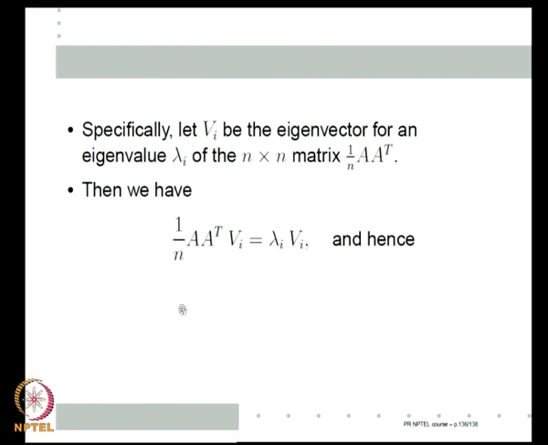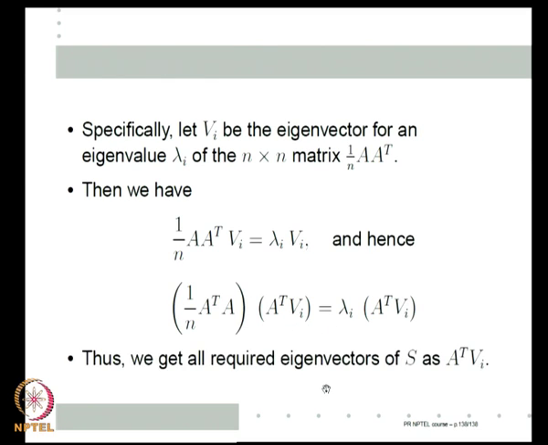If vi is the eigenvector, I know 1 by n A A transpose vi is lambda i vi. If I multiply both sides of the equation by A transpose, I can put A transpose A here and A transpose vi here, because of associativity. So, 1 by n A transpose A into A transpose vi is lambda i times A transpose vi. So, I find all the eigenvectors vi of 1 by n A A transpose, which is an n by n matrix, and then I can get the eigenvectors of 1 by n A transpose A, which is my covariance matrix, as simply A transpose vi. Thus, we get all the required eigenvectors of S.